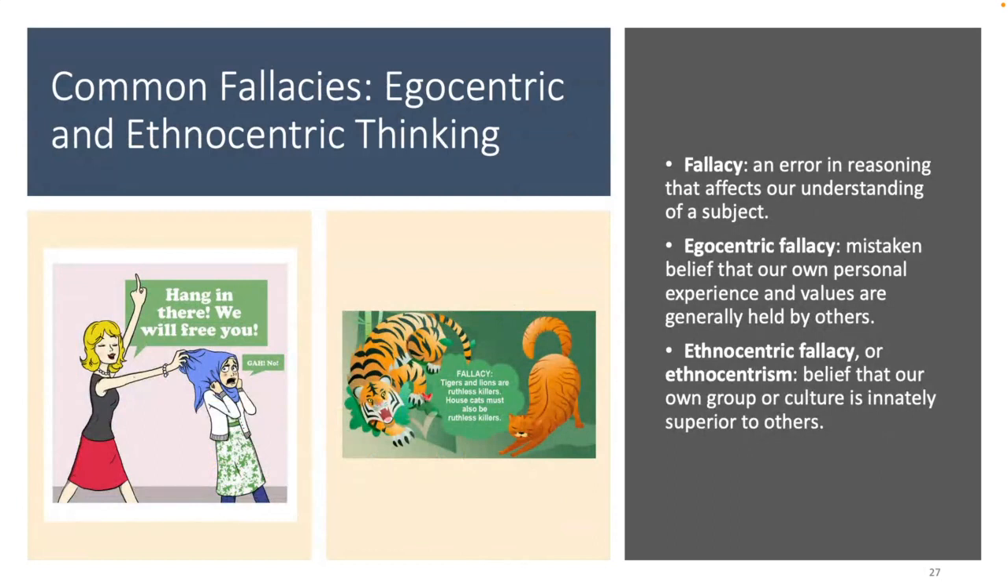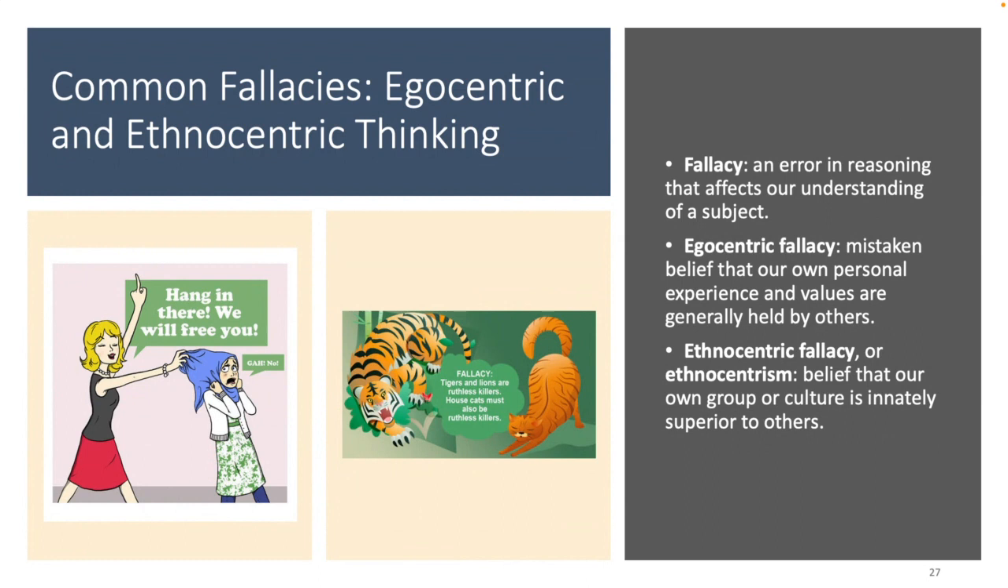And there's also a problem with common fallacies, egocentric and ethnocentric thinking. A fallacy is an error in reasoning, and it affects our understanding of a subject. So look at the fallacy here. This is the tiger and the cat. The fallacy: tigers and lions are ruthless killers. Because house cats are part of that family, they must be ruthless killers, right? That's a fallacy. It's an error in reasoning. The reasoning makes sense, right? Because they're part of the same cat family, but that's not true. So there's an error in the reasoning.